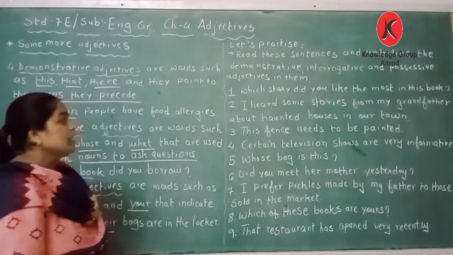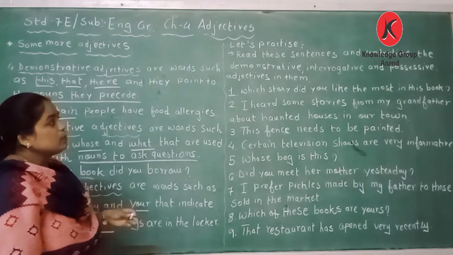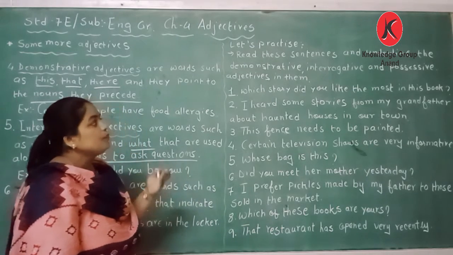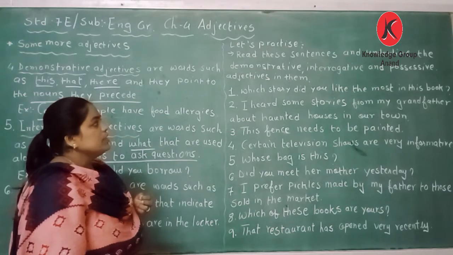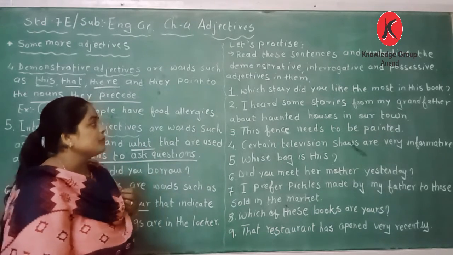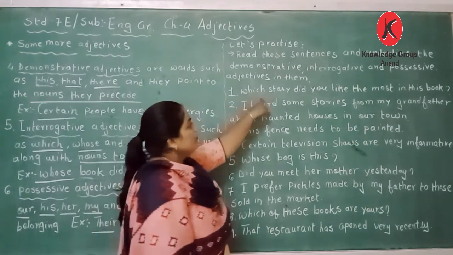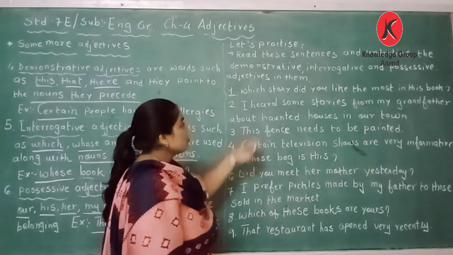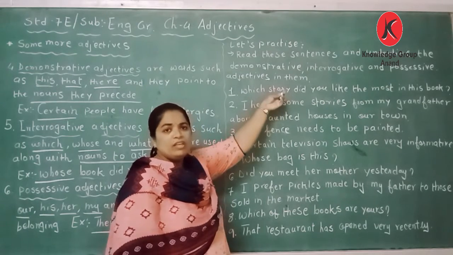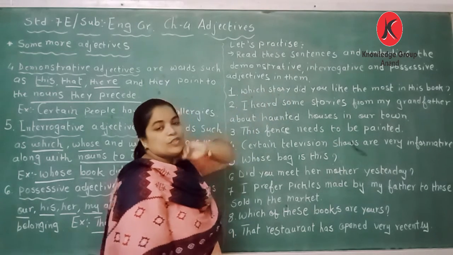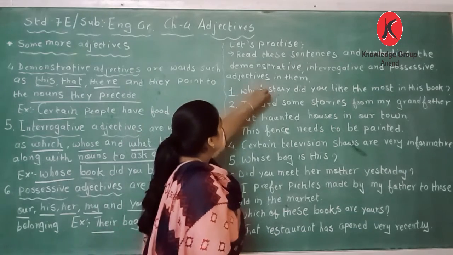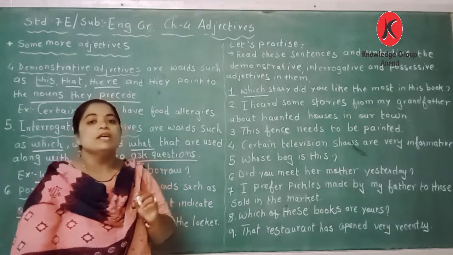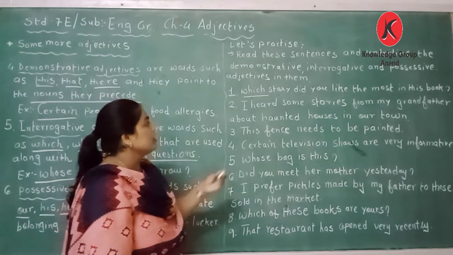Now let's go through the exercise. So let's practice. Read these sentences and underline the demonstrative, interrogative and possessive adjectives in them. So the first sentence is, which story did you like the most in this book? Now story is a noun, and here which is used. What is it? It is an interrogative adjective.